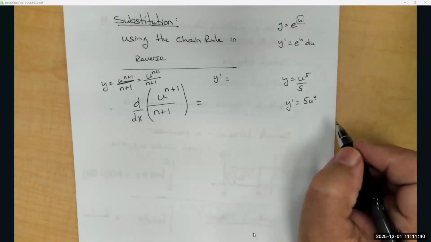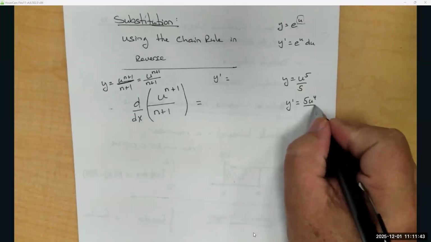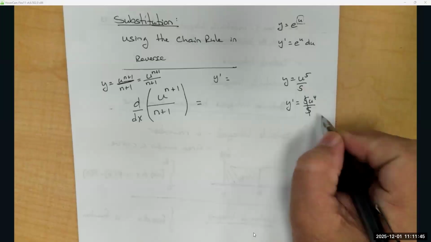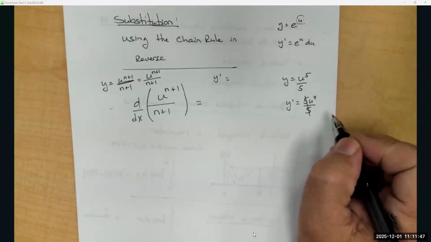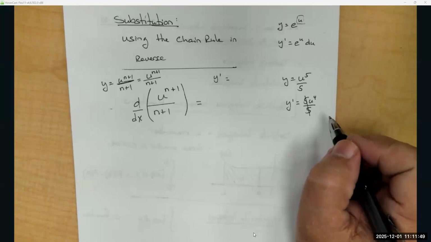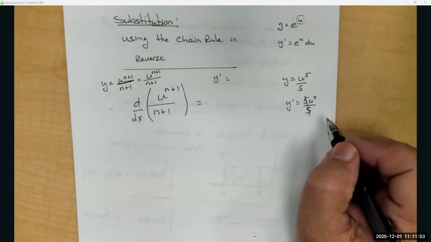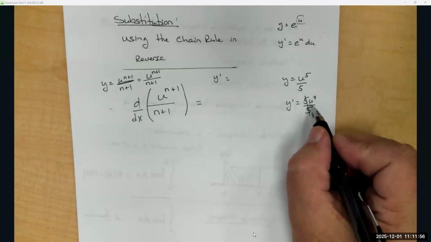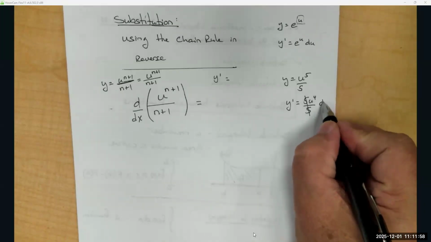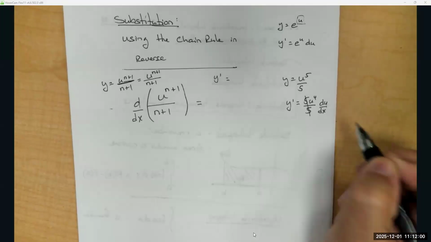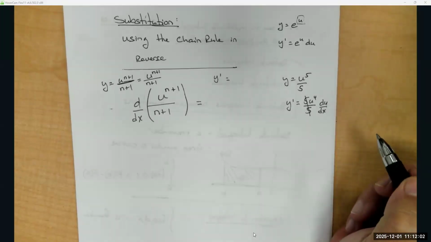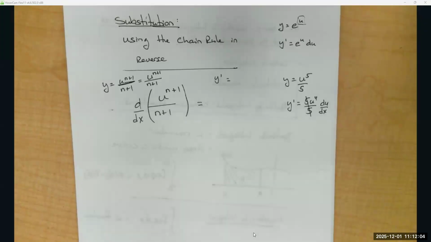What else? You're missing something. And u is a function with respect to x. Because every time we take a derivative, it's with respect to x. U is simply a substitution that we have in there.